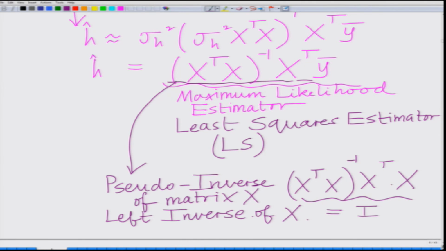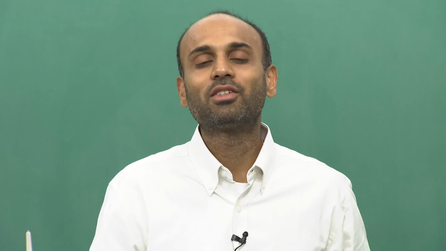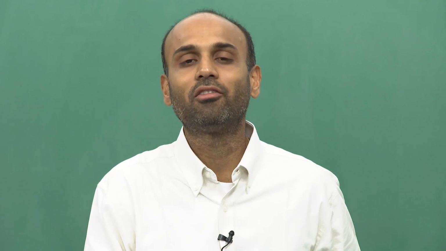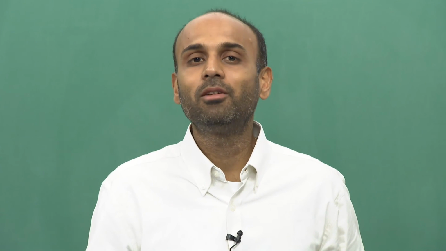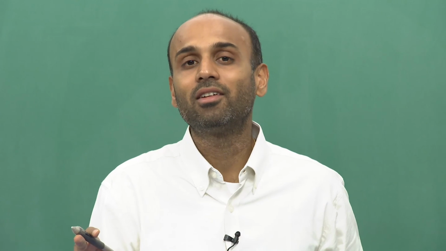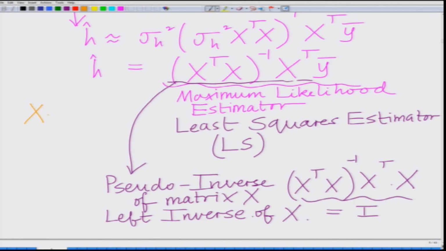So, x transpose x inverse x transpose is the pseudo inverse of x, and it is also the left inverse of x, because if you multiply it on the left of x, you get the identity matrix, even though x might not be an invertible matrix. This is because n is greater than or equal to m. Remember, x is n cross m, and n can be greater than m, that is, the number of pilot symbols can be greater than the number of antennas.